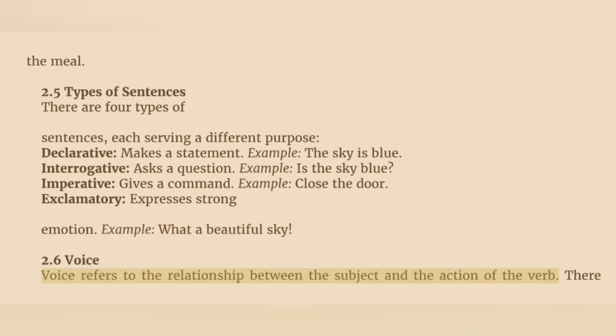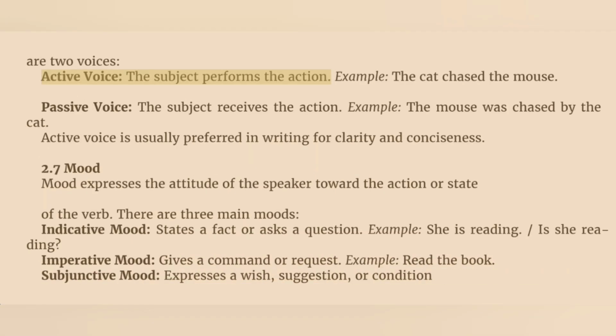2.6 Voice. Voice refers to the relationship between the subject and the action of the verb. There are 2 voices. Active voice: the subject performs the action. Example: the cat chased the mouse. Passive voice: the subject receives the action. Example: the mouse was chased by the cat. Active voice is usually preferred in writing for clarity and conciseness.